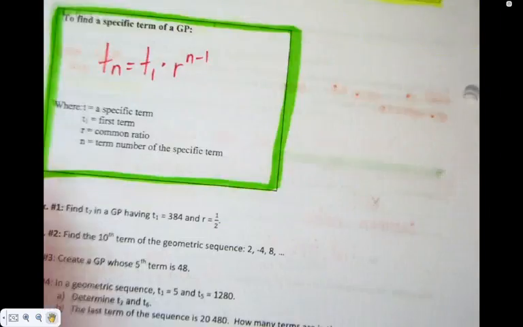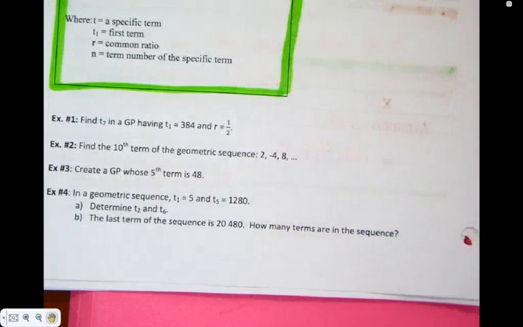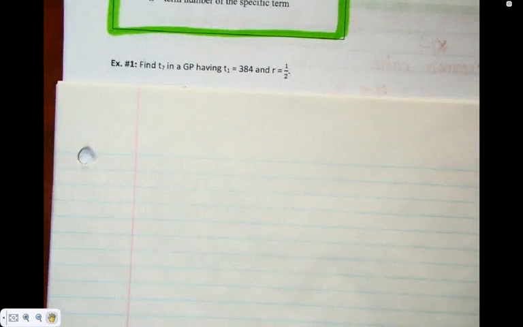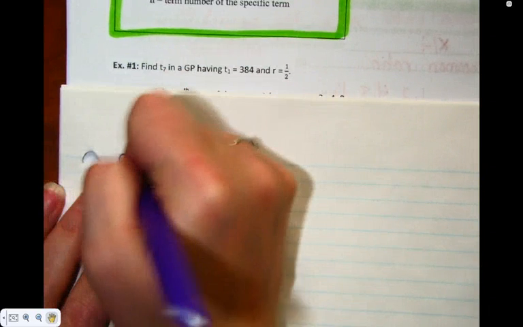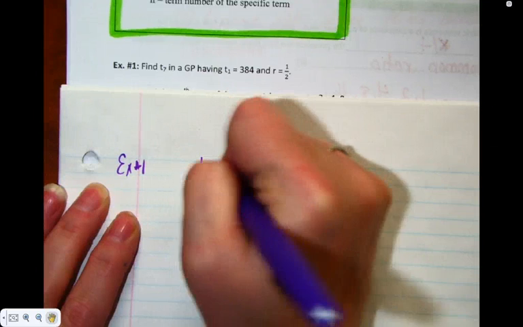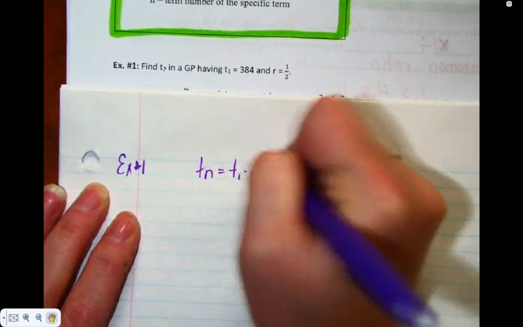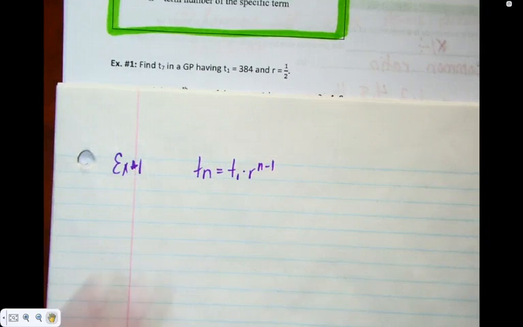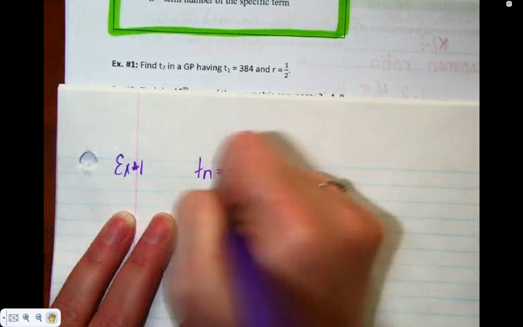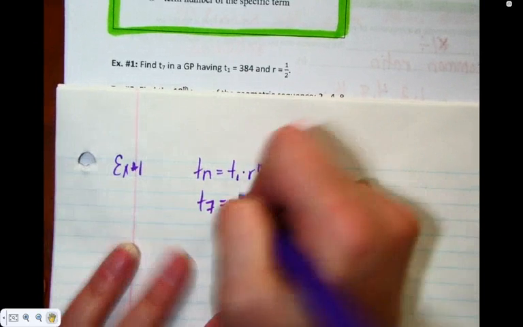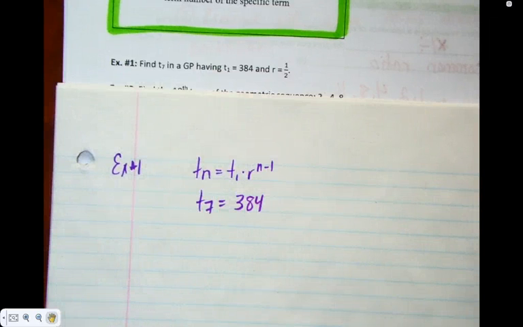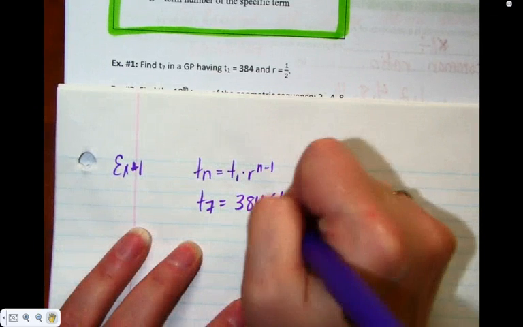This is where we're going to the paper, because this is example number 1. You already have your title. This is a straight up find a term kind of question. So they want term 7, they tell you T1, and they tell you R. Straight up standard kind of question. Question is asking for T7. T1 they've given us is 384. R they've told us is a half.